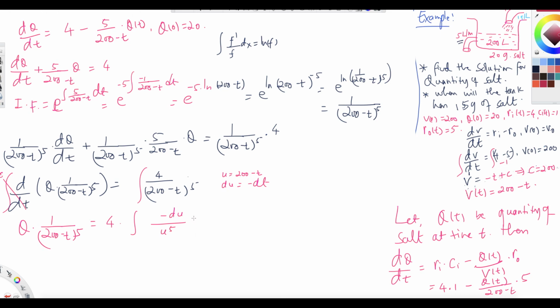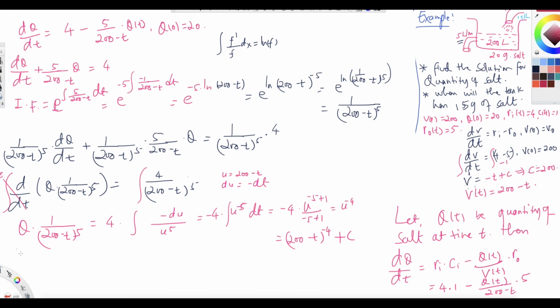So what do you get? This is negative 4 times u to the negative 5 du. That will be negative 4 times u to the negative 5 plus 1, over negative 5 plus 1, that is negative 4 and negative 4, right? So it will be u to the negative 4. That's what you get. So u to the negative 4 means what? That is the same as (200 minus t) to the negative 4 plus c. Don't forget that plus c.